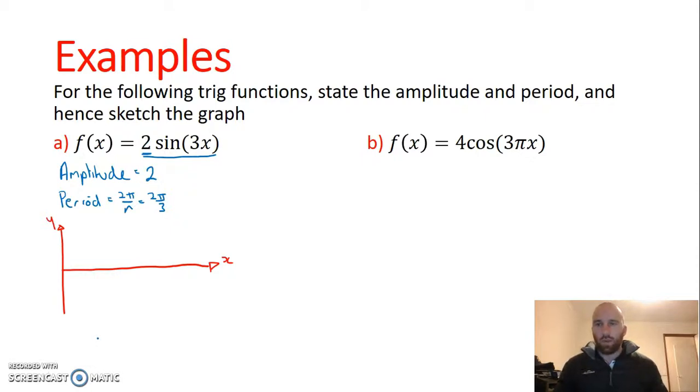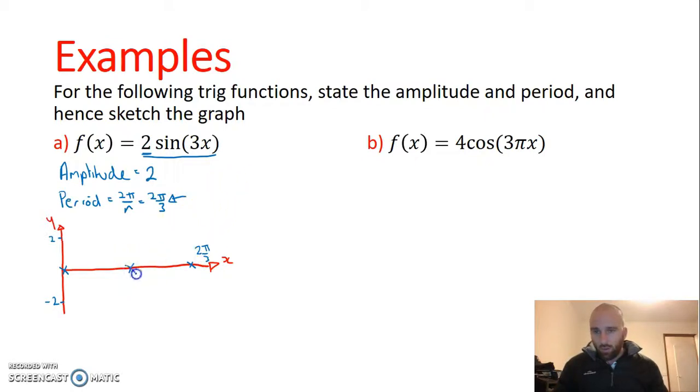So what we said, our amplitude was 2. So our maximum value was 2 and our minimum value was negative 2. With the sine function, we start at the origin, so we can put an x there. If it starts at the origin, one period later it's going to finish at the origin. We've just found that our period is 2 pi on 3, so it finishes at 2 pi on 3. We can just draw that in there.